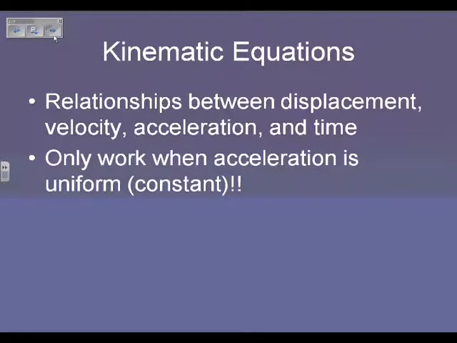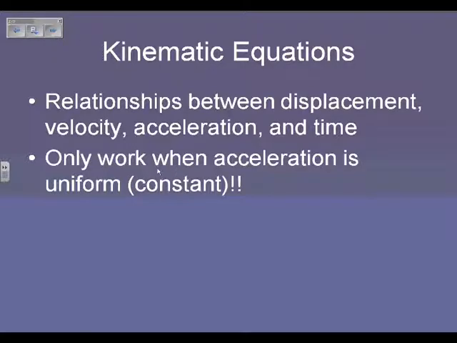Something to keep in mind: kinematic equations only work when the acceleration is uniform, or a constant acceleration. There was a question on the Unit 1 test that asked you what it means when something has a constant acceleration. That means that the velocity is changing at a very regular rate. It keeps getting faster and faster and faster at the same rate, or it keeps getting slower and slower at the same rate. Uniform acceleration means that velocity changes by the same amount during each time period.